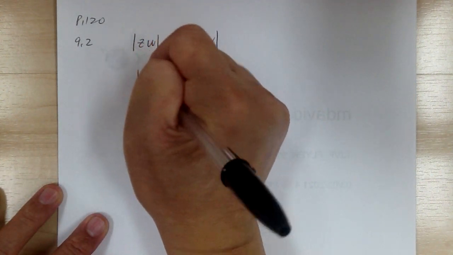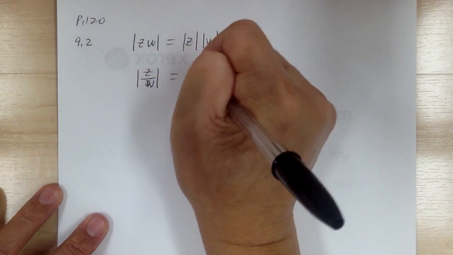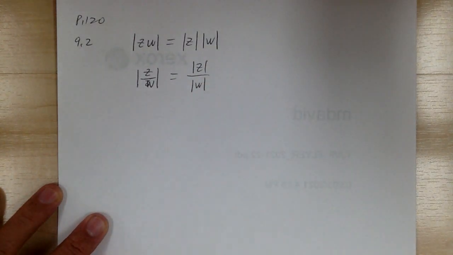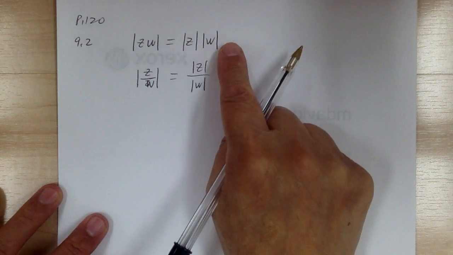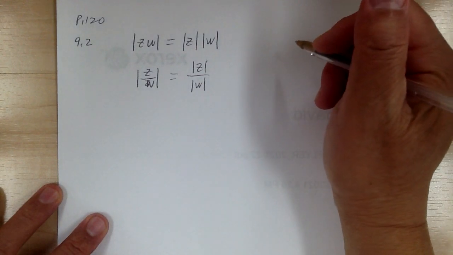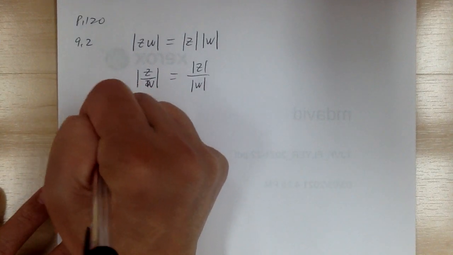So when you have the absolute value of z divided by w, this is equal to the absolute value of z over the absolute value of w. Okay? Now, this only applies for multiplication and division. You cannot do that with addition or subtraction. Okay? So let's go to the exercise.